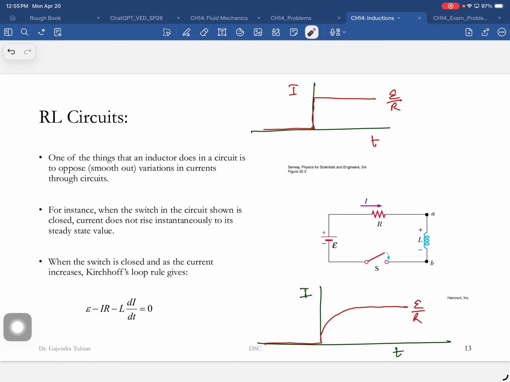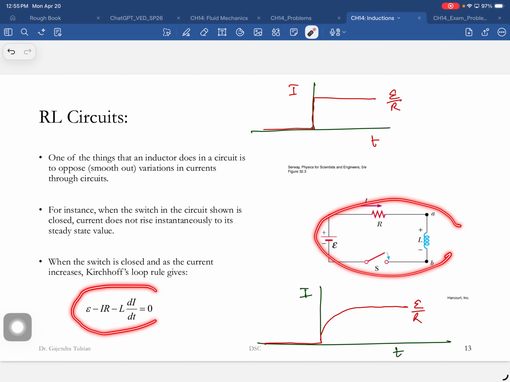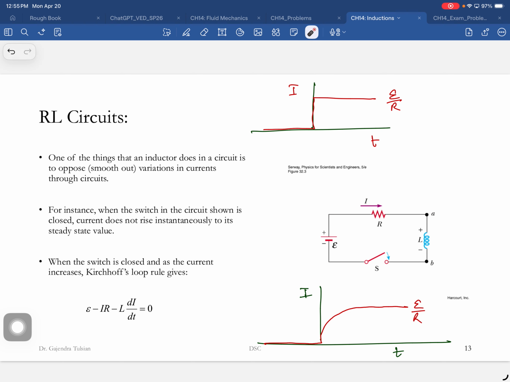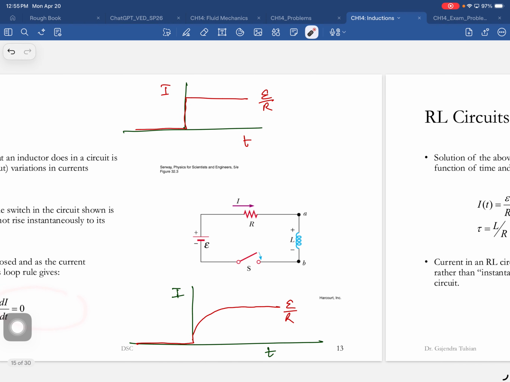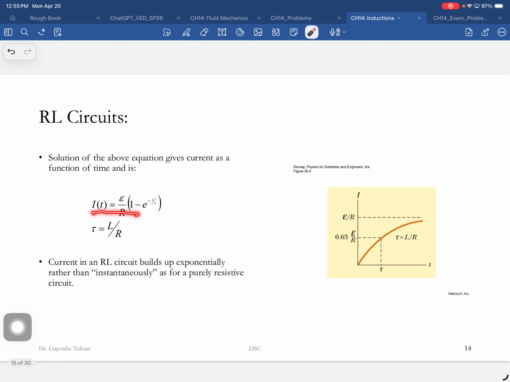So Mr. Kirchhoff says that these three terms should add up to 0. So the behavior of this system is modeled by this differential equation. Using Kirchhoff's law, we were able to come up with a mathematical model, and you can solve this differential equation. Here's a solution to this differential equation.